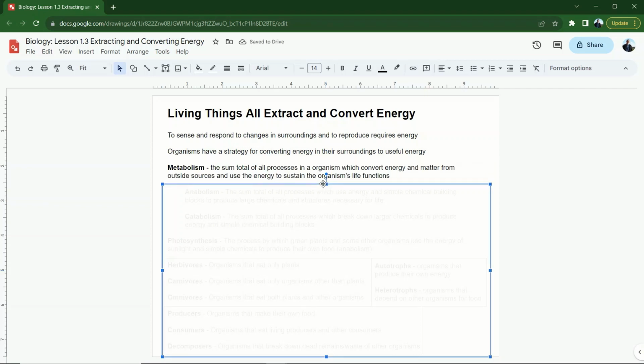And it has a really complicated definition, okay? The sum total of all processes in an organism, which converts energy and matter from outside sources and uses the energy to sustain the organism's life function. Let's just break this definition down, okay? So all organisms need to get energy from their surroundings. And they're going to do that by doing something. They have some strategy to take in energy from their surroundings.